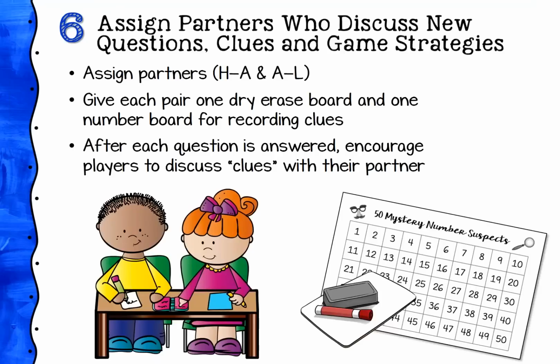And the final strategy for this game is to have kids work with a partner. You're going to assign them, and these kids will work together to discuss, like when they write new questions and the clues and game strategies and so on. And I would never allow random partners for something like this. Random partners are fun if you don't have something really challenging, and it doesn't really matter who's partnered with whom. But in something like this, you're best to make the partners yourself.